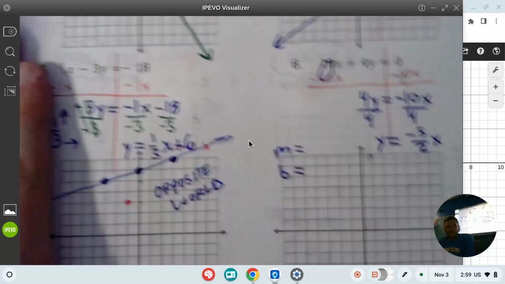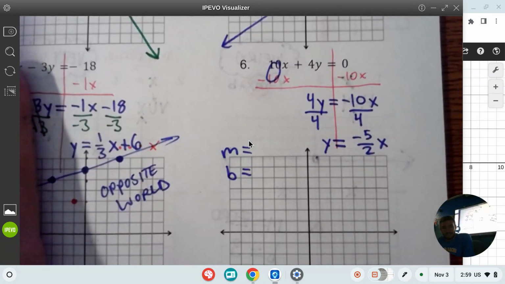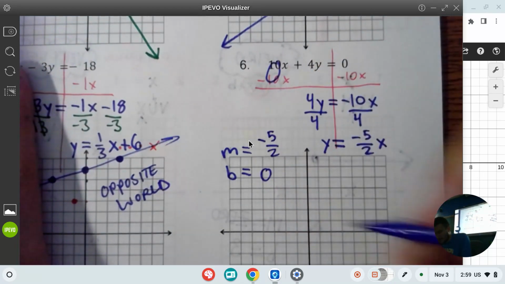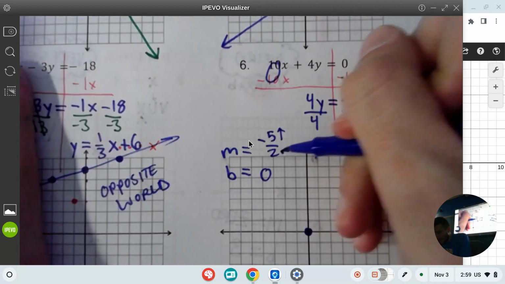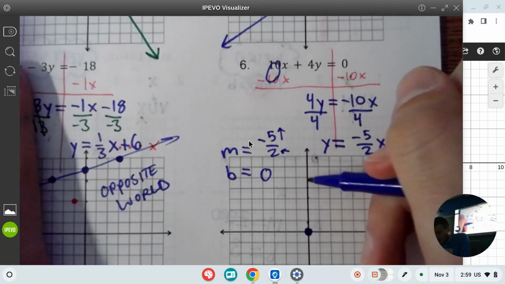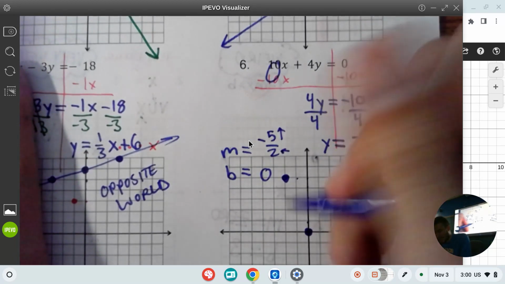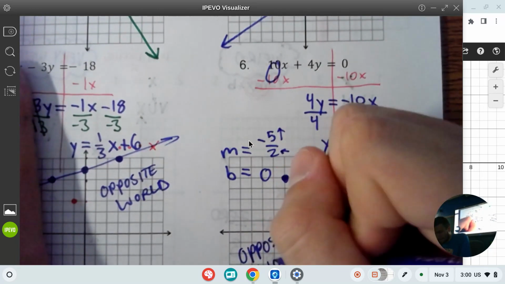This was just basically what we did yesterday. Yeah, the way I did yesterday was even easier. All right, the m is -5/2. The b is 0. We're going to start at 0. We're going to go up and left. So we're going 1, 2, 3, 4, 5, 1, 2. We're going to run out of room, so we're going to go down into opposite world.